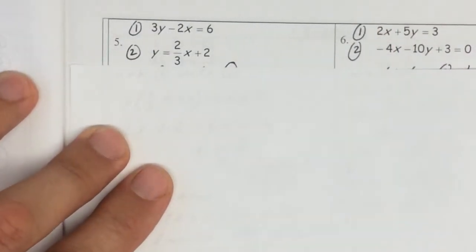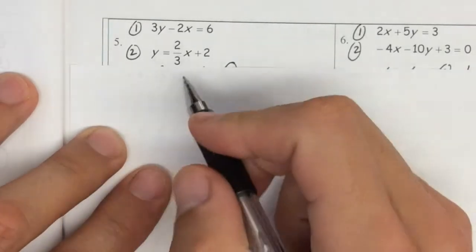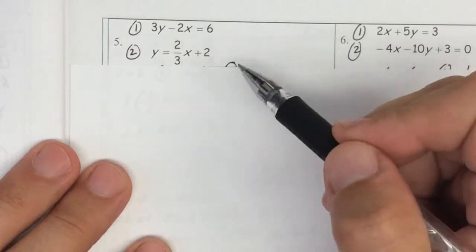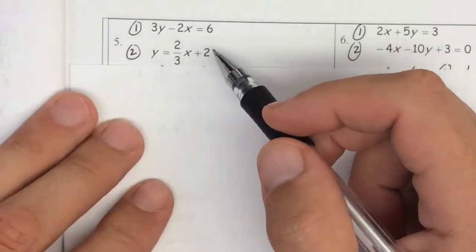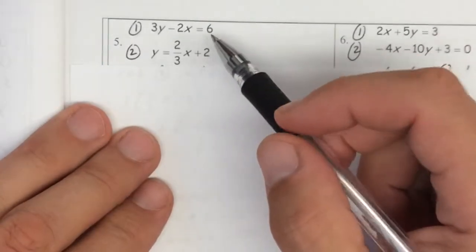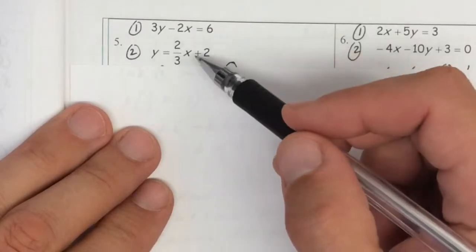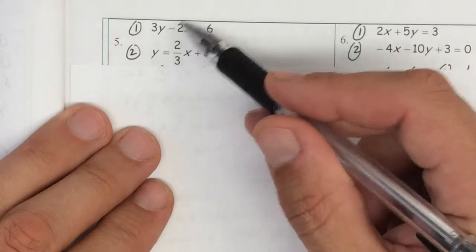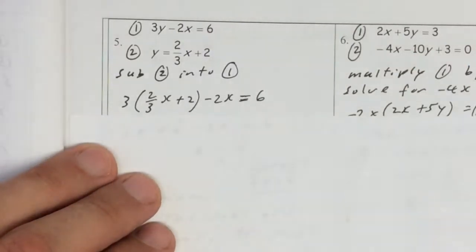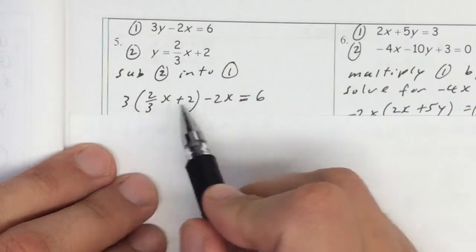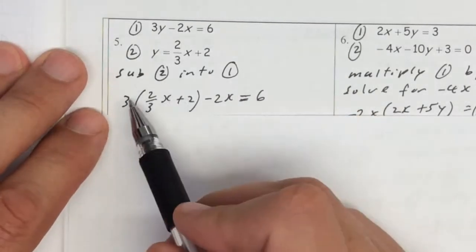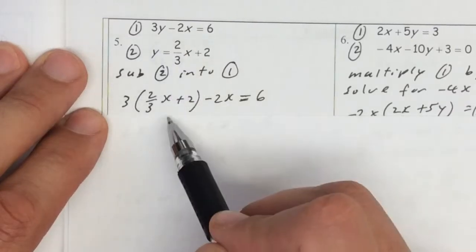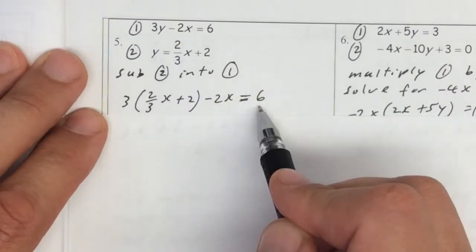So these next 2 examples are interesting cases. So in this one here, we're going to try and do substitution. So we assume there's an intersection point, okay, at least one. And we're going to sub the expression for y in 2 into number 1. Okay, so sub 2 into number 1. When we do that, we're going to have 3 times the expression for y, minus 2x equals 6.